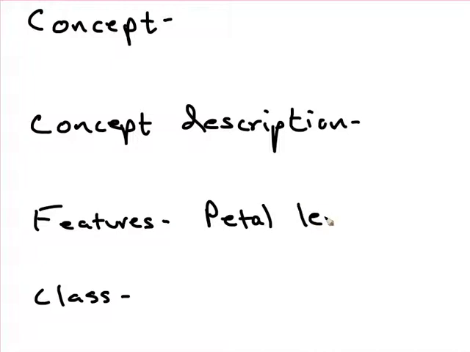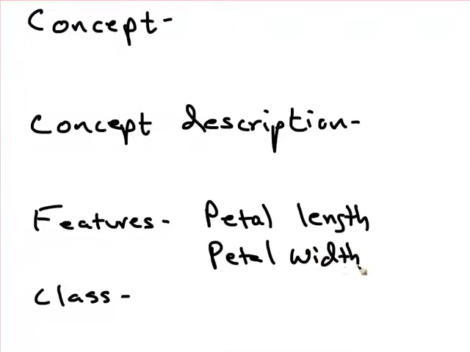We had petal length, we had petal width, and then what we had was also the class. We had a nominal thing with three possible values. So if we put all of these together, we have so many values of all three of these.